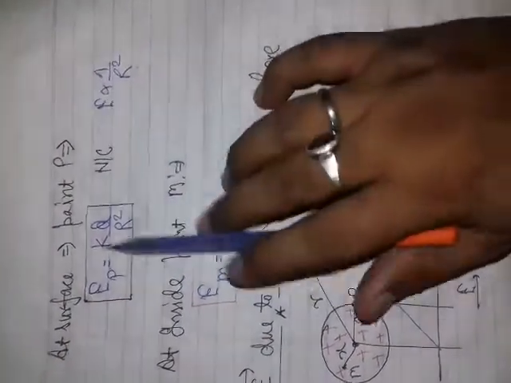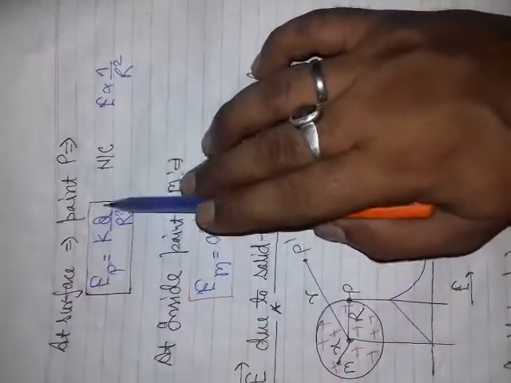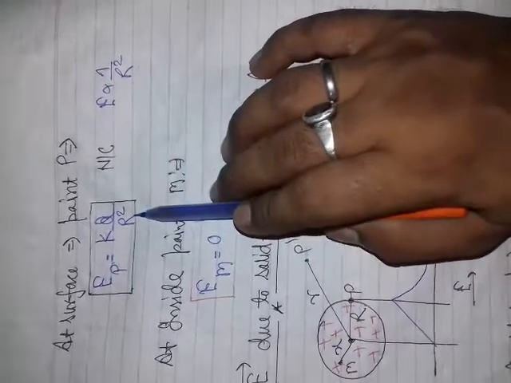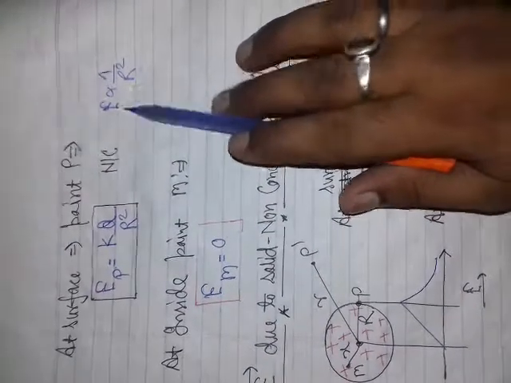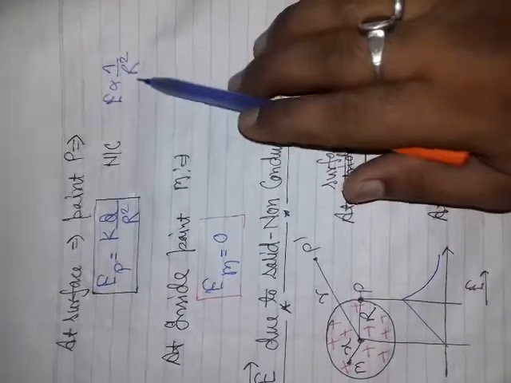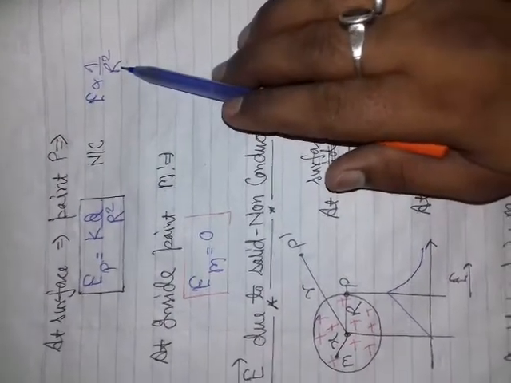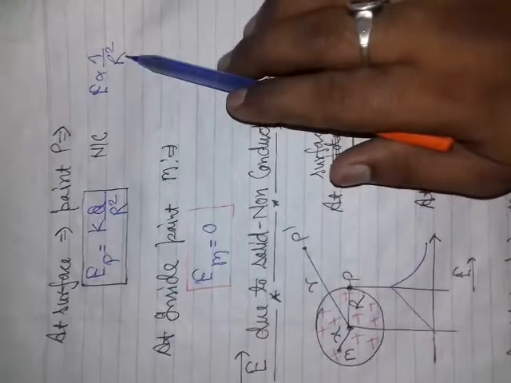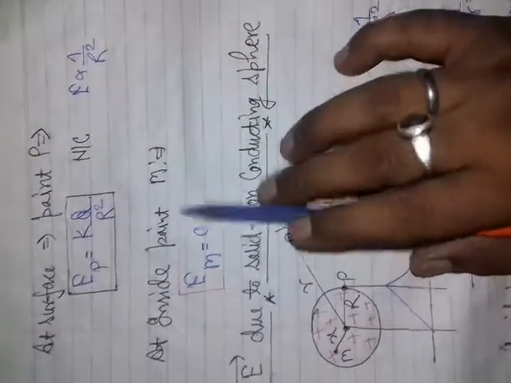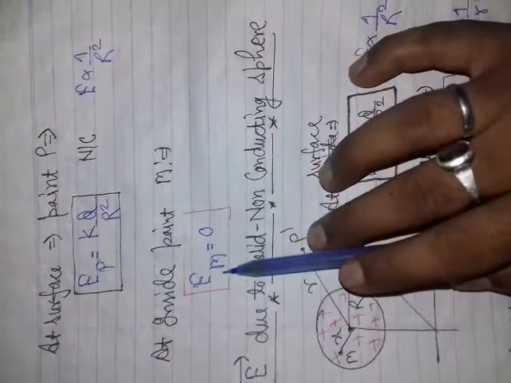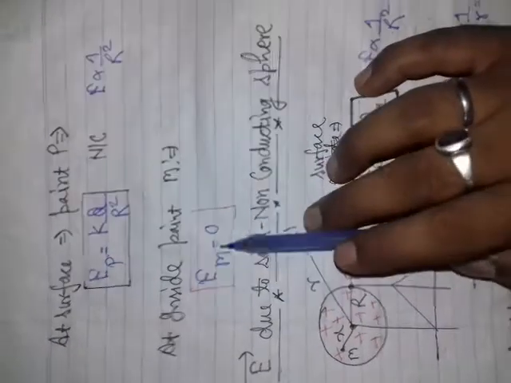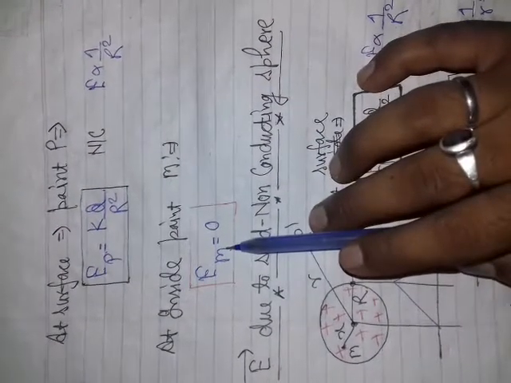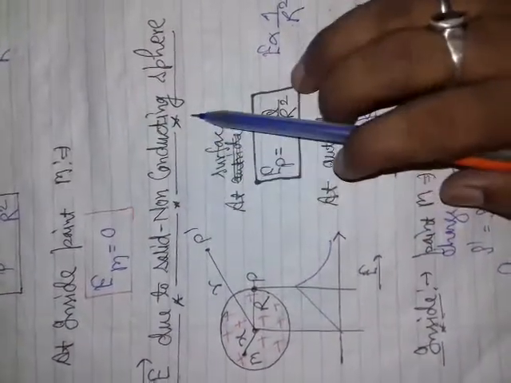At the point P, the electric field value is k capital Q upon capital R square, and the electric field value also decreases 1 by r square times as we move from the center to the surface of the cylinder. Inside, the electric field is 0, because there is no charge inside the hollow sphere.